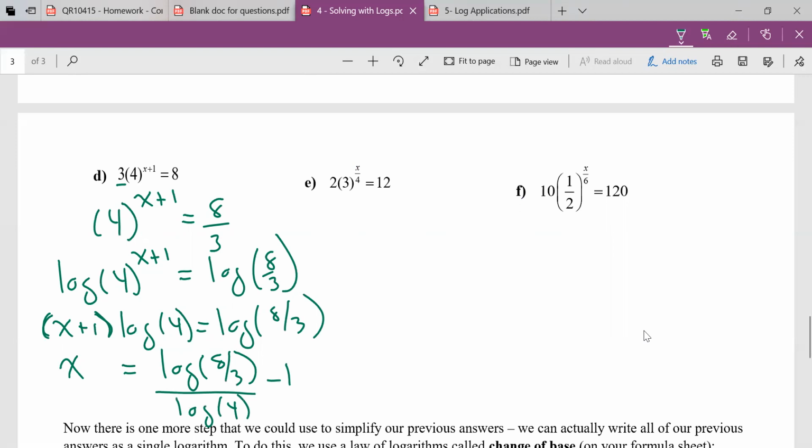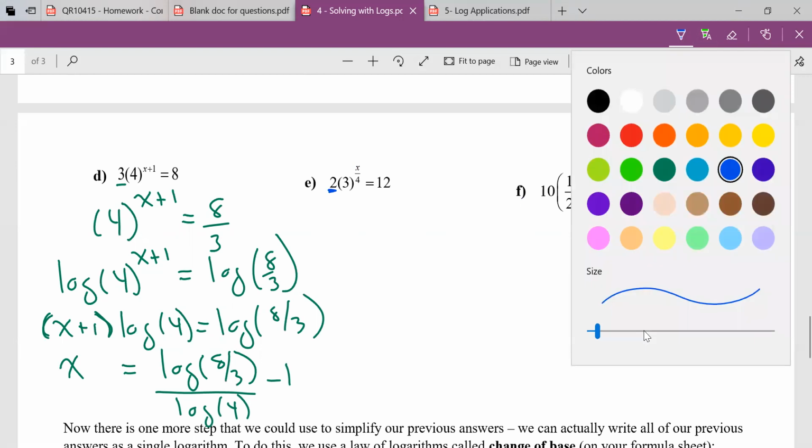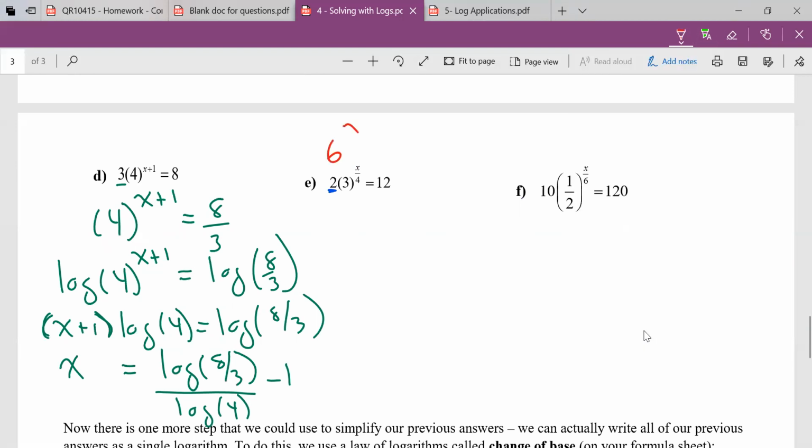E is going to be essentially the same thing. Okay, again, what I'm seeing here is this coefficient. I need to get rid of that coefficient by dividing. What I don't want you to do, in bright red, is to multiply the 2 and the 3. The reason why I don't want you to do that is that's bad math. Can't do that. No can do. One's a base, one's a coefficient.